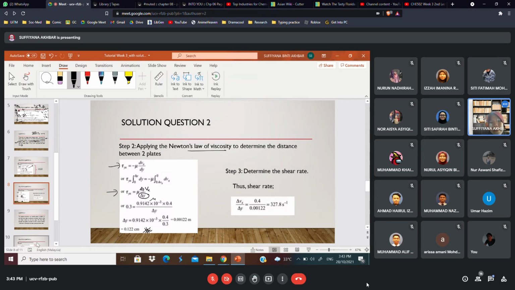And then the shear rate, how to determine it? Shear rate is equal to delta Vx over delta y, the difference of velocity divided by the difference of distance. So delta Vx is 0.4 divided by delta y, with the distance in meters. So you will get a shear rate of 327.8 per second.